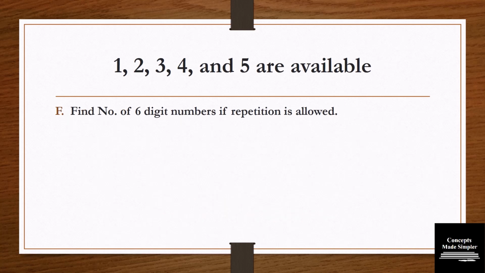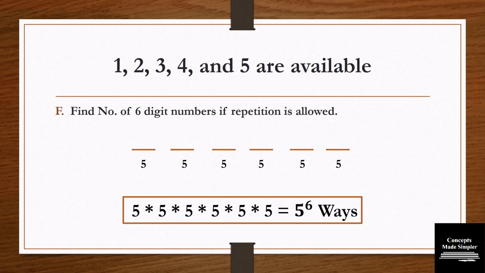Find the number of 6-digit numbers if repetition is allowed. Now since repetition is allowed and we have 6 placeholders, each placeholder can be filled in 5 ways. So the solution to this problem is 5 to the power 6 ways.